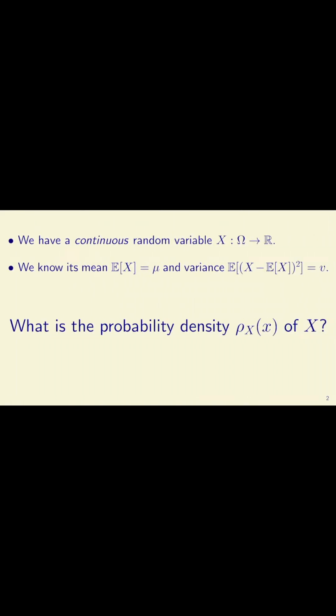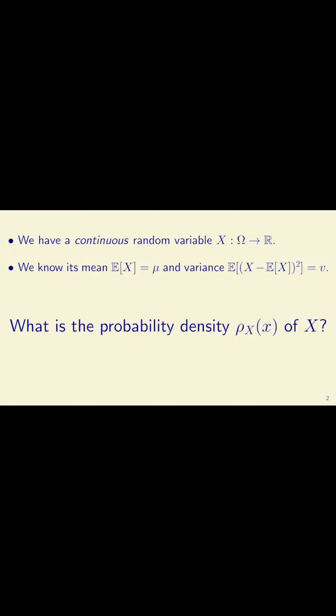Excellent, Hasan. Our journey today will take us through the maximum entropy principle. Again, imagine you have a continuous random variable, let's call it x, which maps outcomes from some sample space omega to real numbers. We know two things about this variable: its mean, mu, and its variance, v. Our goal is to find the probability density function rho of x that describes this variable.